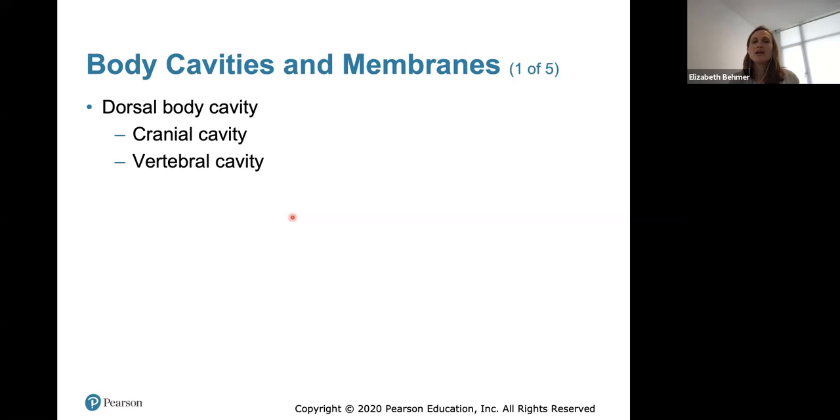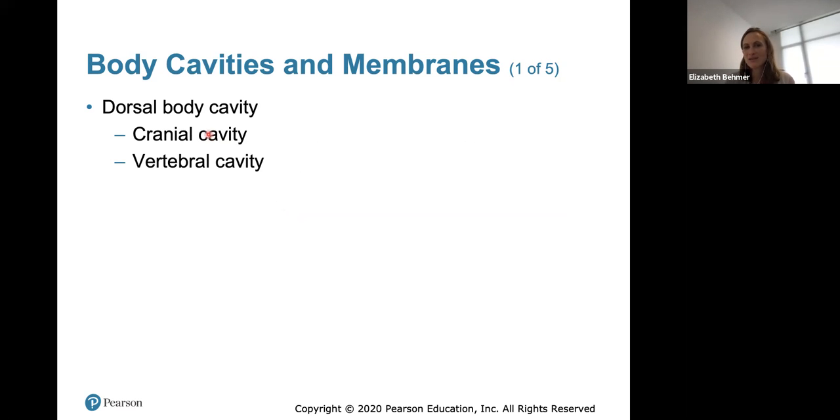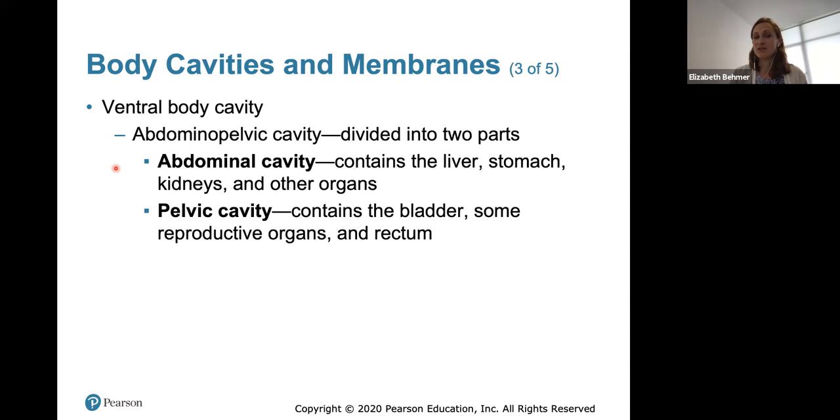The dorsal body cavities are the body cavities in the back, the cavities that hold the organs on the posterior side. We have the ventral body cavities. The cranial cavity houses your brain, and the vertebral cavity houses your spinal cord. Then in the ventral body cavities, you have a thoracic cavity divided into 3 parts, 2 lateral parts, each containing a lung, surrounded by the pleural cavity. And the mediastinum is in the center, which contains the heart, surrounded by the pericardial cavity.